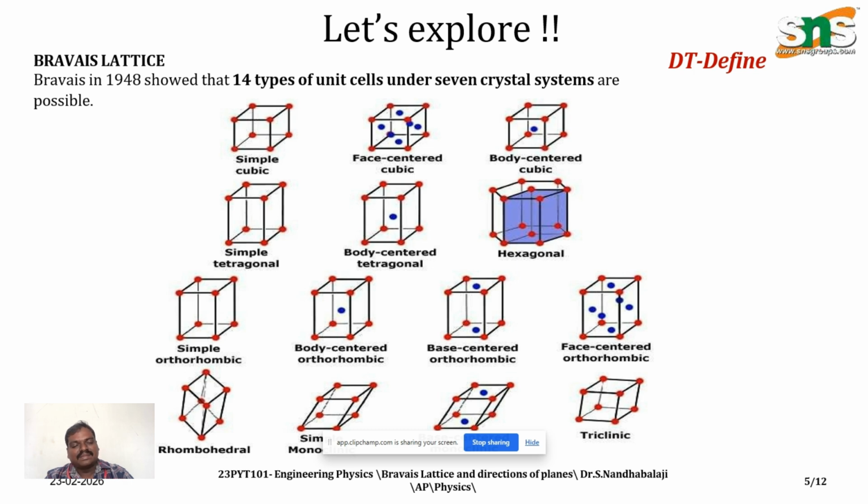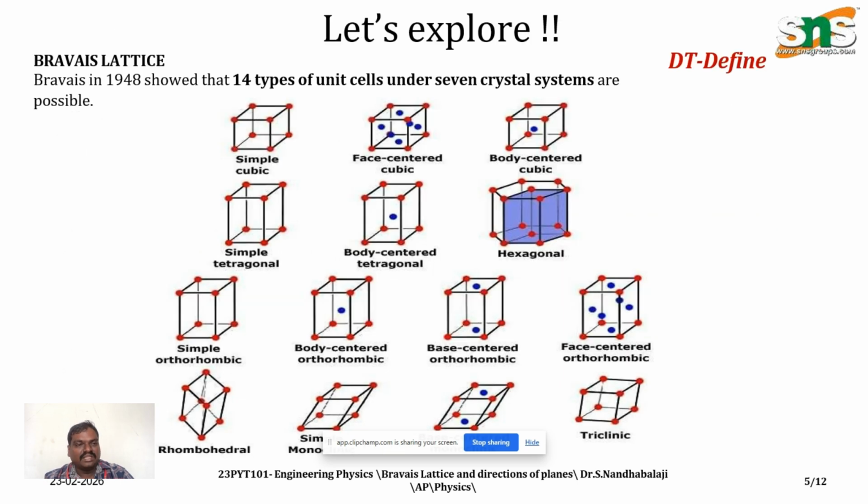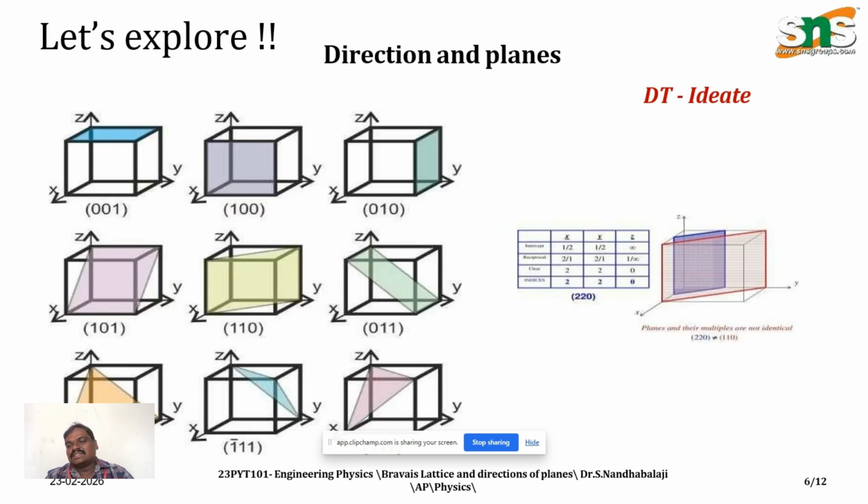The orthorhombic system has simple orthorhombic, body-centered orthorhombic, base-centered orthorhombic, and face-centered orthorhombic structures. In rhombohedral there is a different centering, in monoclinic there are simple and base-centered, and in triclinic there are different types of centering. In the indices of this Bravais lattice, Miller indices give the directions and planes of crystals.